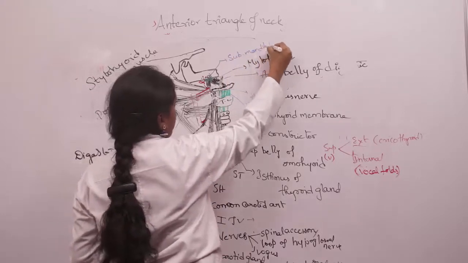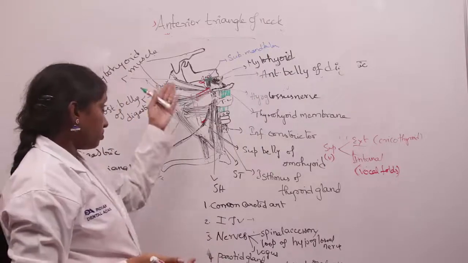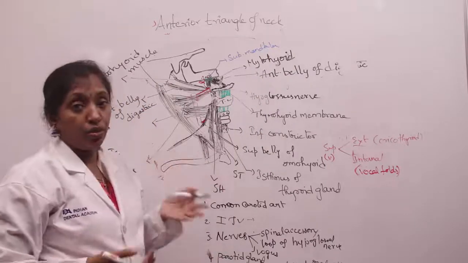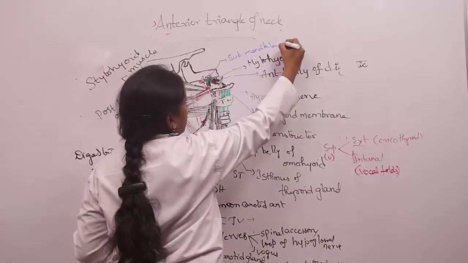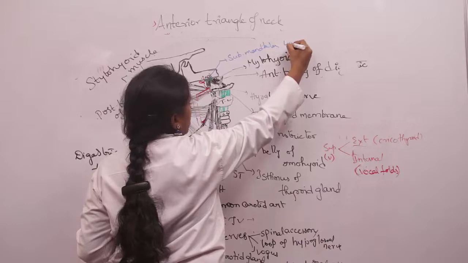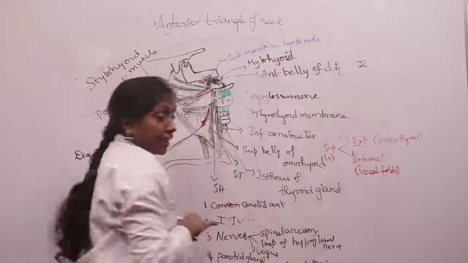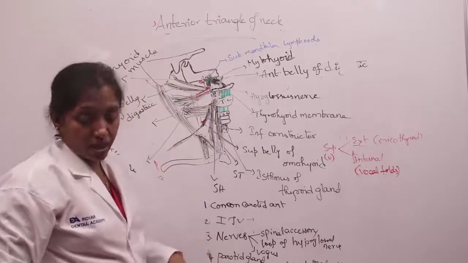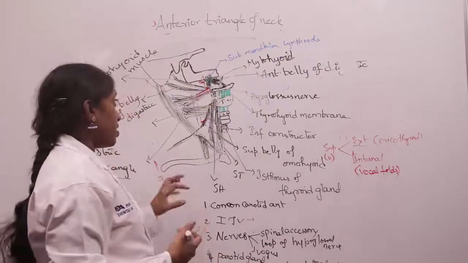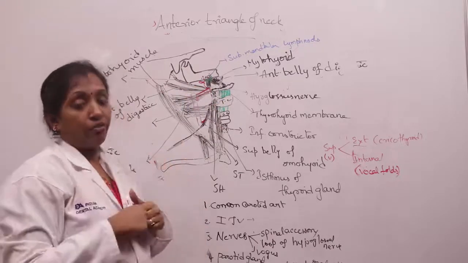The facial vein is seen, which drains into the internal jugular vein, and the submandibular lymph nodes are seen superficial to the gland. They also form the main content of the digastric triangle. These submandibular lymph nodes swell during infections, and they drain a wide area of the face.